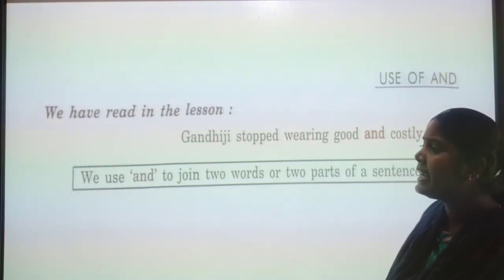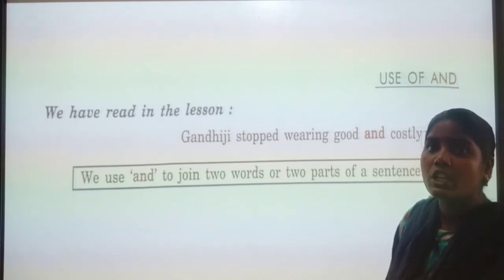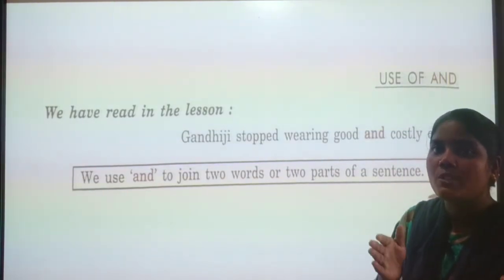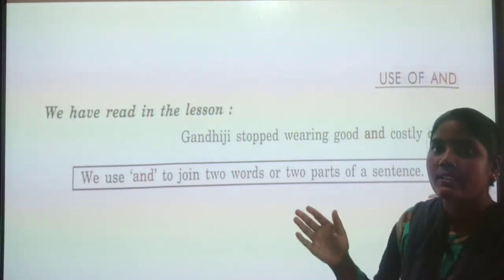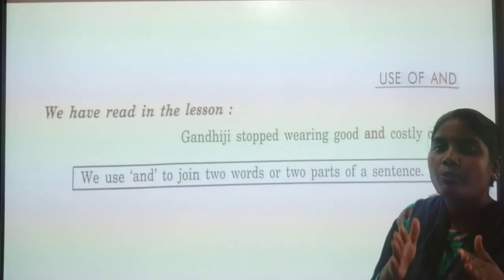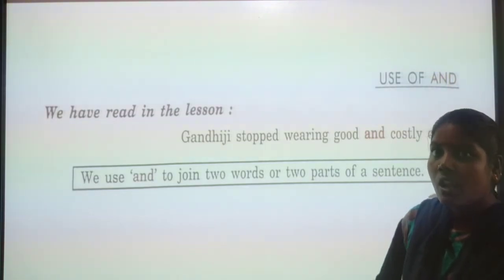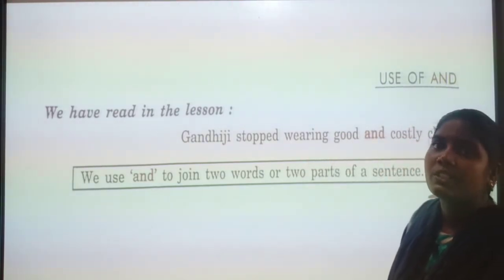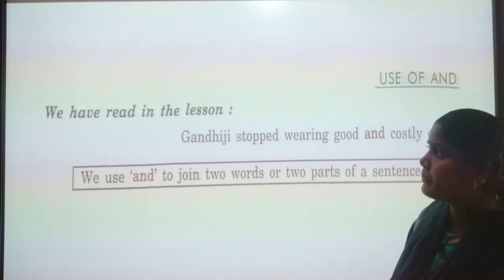Now, we have read in the lessons. So, in the first exercise, we learned use of but. In which type of sentence do we have to use but as a conjunction? To join opposite sentences together, we have to use but as a conjunction. Now we are going to learn the use of and. In which type of sentence do we have to use and as a conjunction?